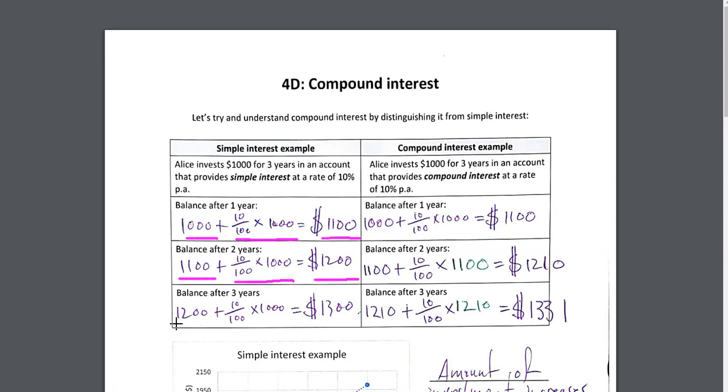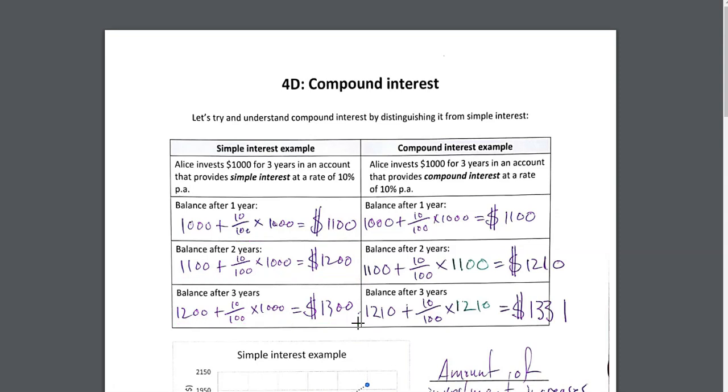All right, so that $1,200 carries over into the next year. So at the end of the third year, Alice will have $1,200 plus 10% of the original $1,000, which is another $100 on top of that $1,200, which is $1,300. So it's growing linearly, isn't it? $1,100, $1,200, $1,300. It's just growing by $100 each year, okay? So that sort of characterizes simple interest.